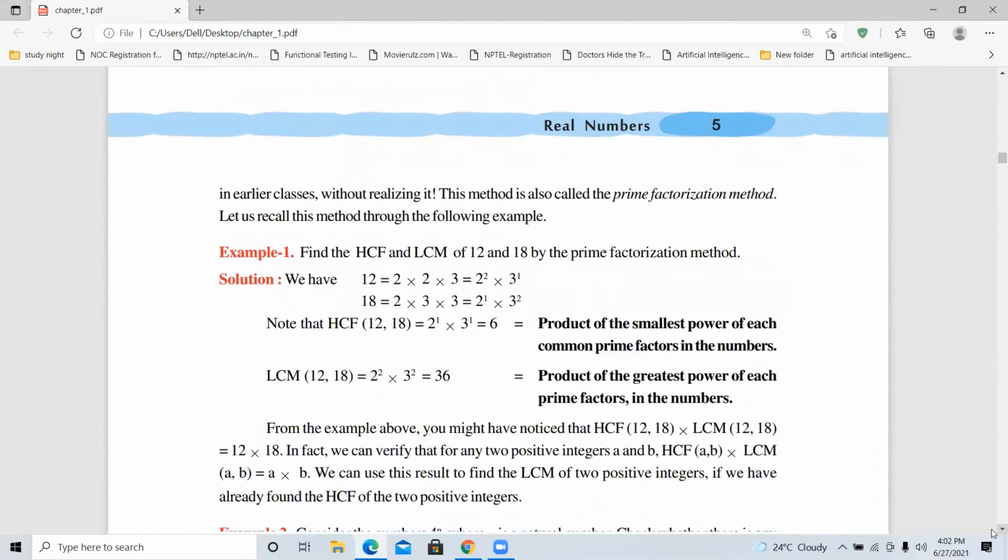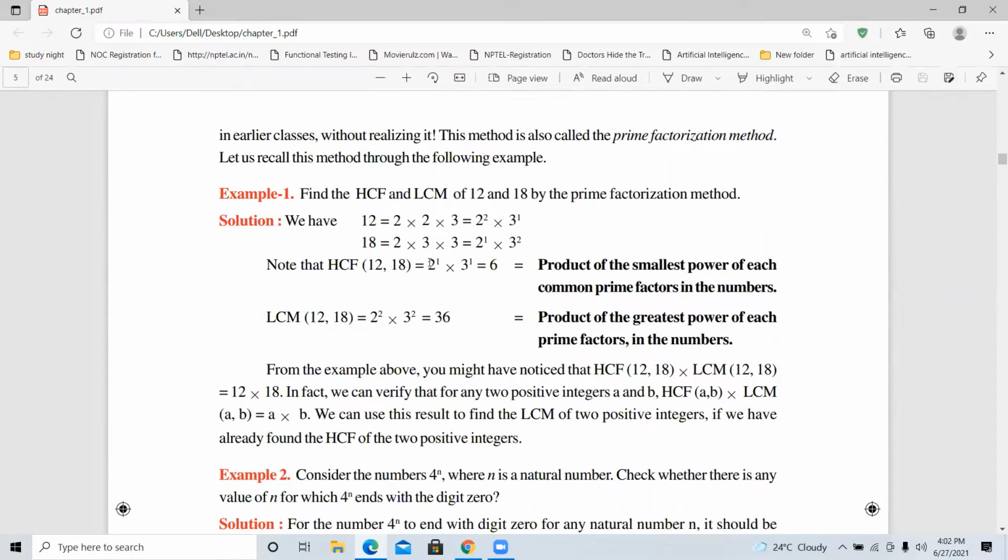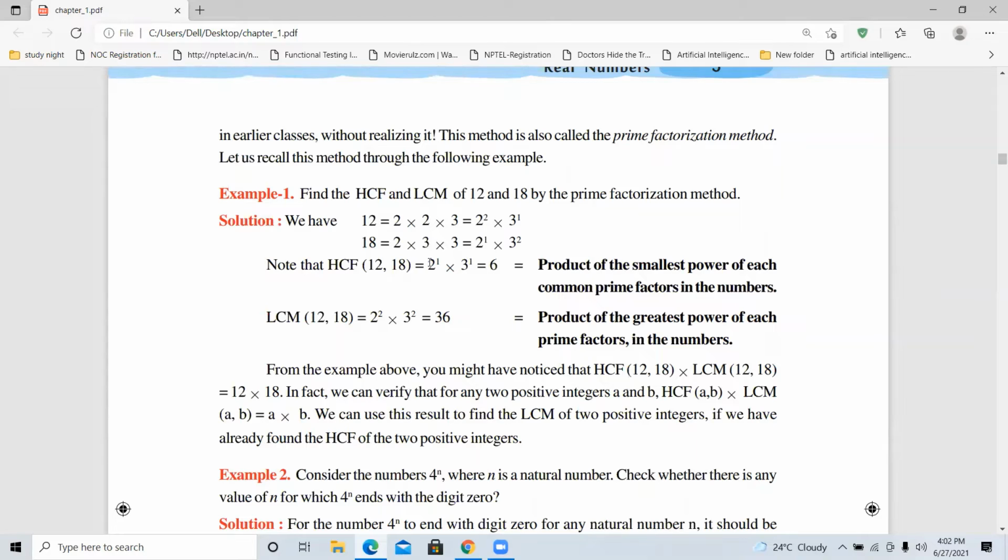After this topic, I am going to explain the HCF and the LCM of 12 and 18. So for 12, let us prime factorize it. When we prime factorize 12, we will get 2 into 2 into 3. After that, we can write it as 2 square into 3 power 1. And 18 can be prime factorized as 2 into 3 into 3. So, we can write it as 2 power 1 into 3 square.